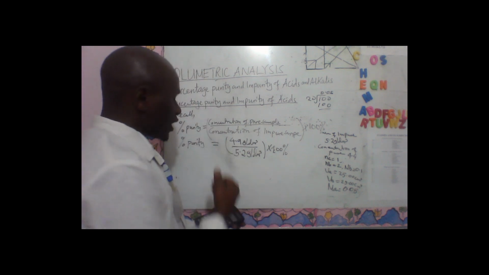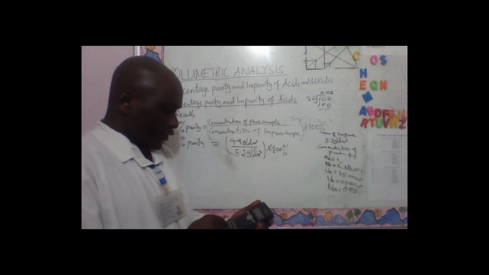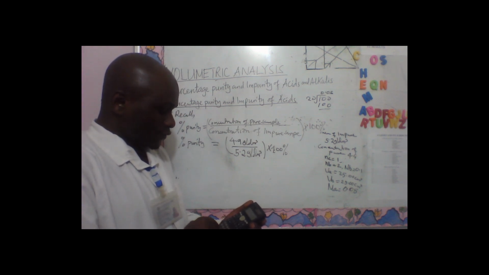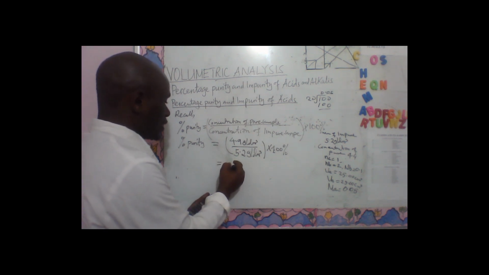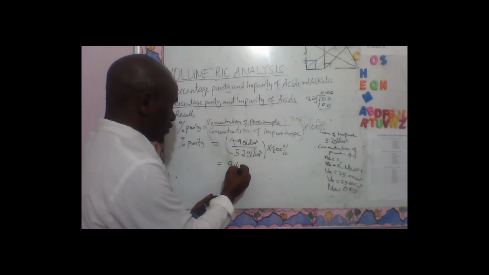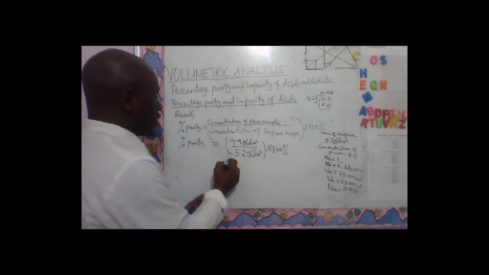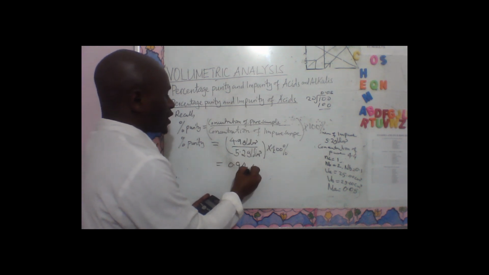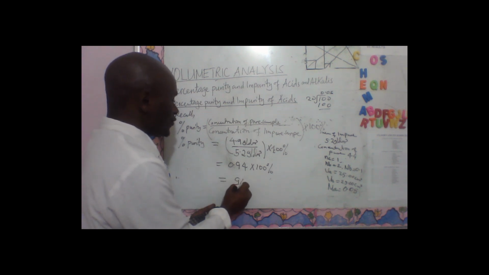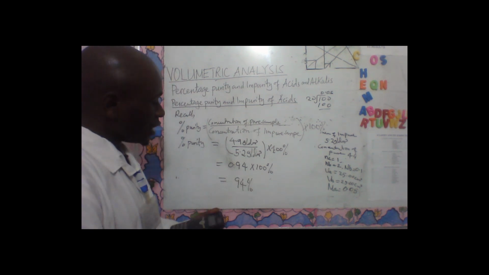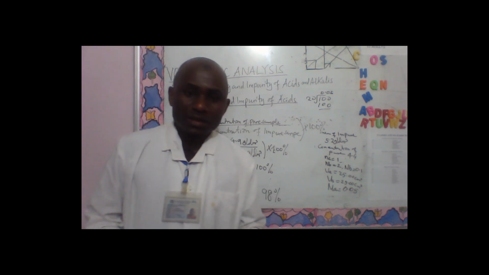So here we have the task to make this division. We are supposed to divide 4.9 by 5.2. Sorry, here it becomes 0.94 times 100%, which is equal to 94%. So the percentage purity of the acid is 94%. That is section number 1.